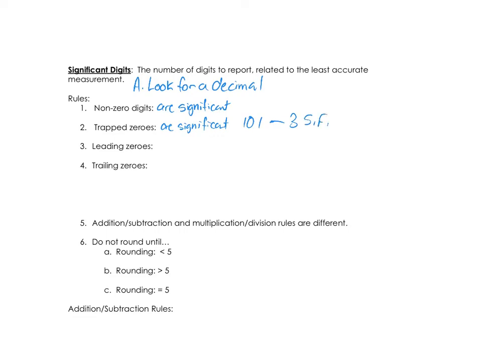Leading zeros are zeros before the number. So like 0.0001, right, are not sig figs. They're just basically to tell us the scale, right? Like where are we at on things. Trailing zeros. These are zeros.